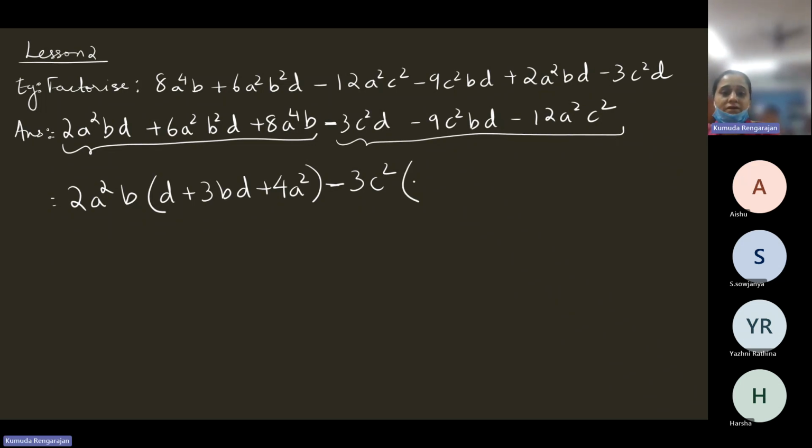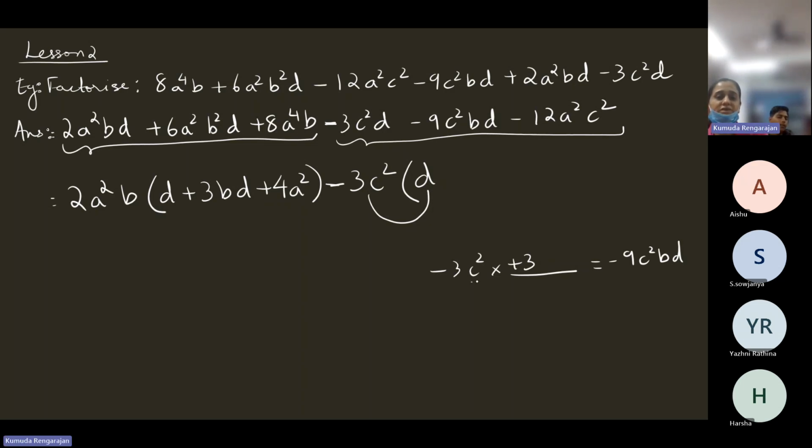So open a bracket. D, right? Now tell me. Minus 3C square into D is minus 3C square D. No, minus 3C square into what will give you minus 9C square BD? Minus 3C square is common, right? Into what will give you this result? Plus 3. Plus 3.